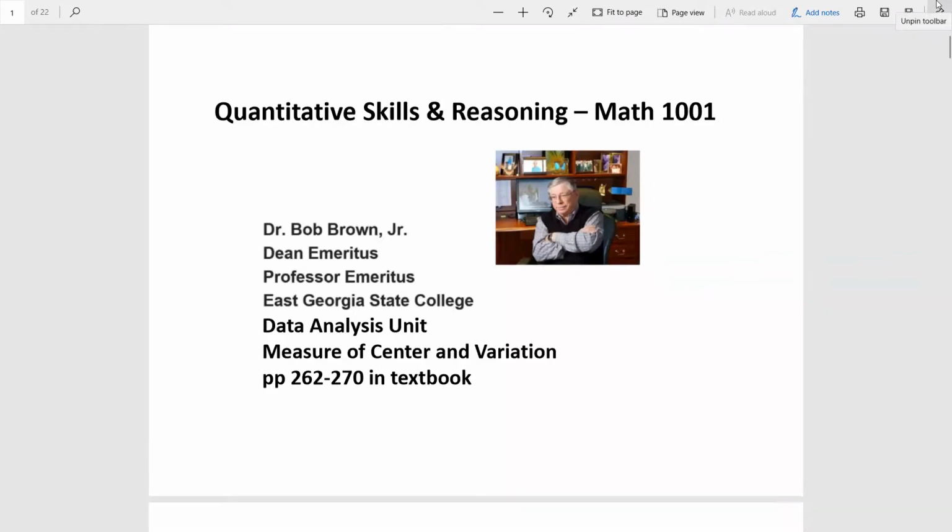This is Dr. Brown. In this video, we're going to continue in the data analysis unit, and we're going to talk about how we measure the center of the data and the variation in the data. This is in pages 262 to 270 in your textbook.